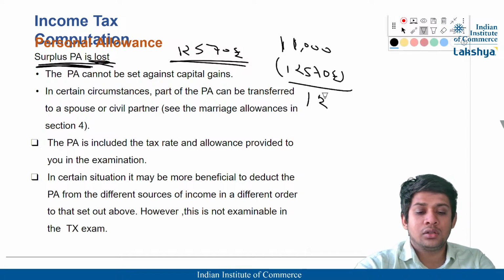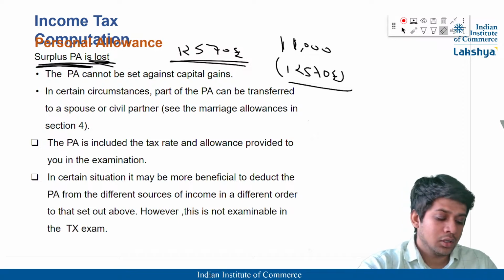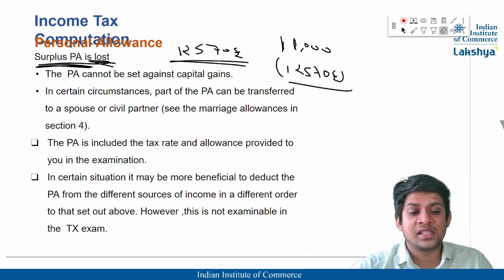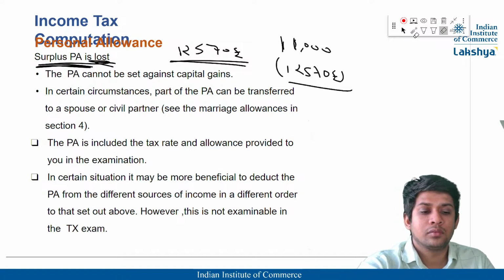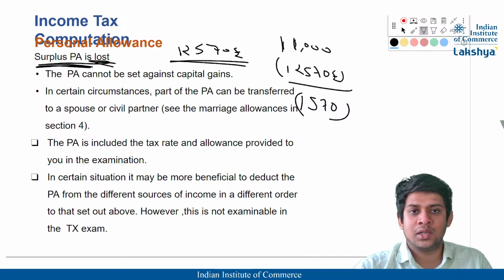12,570 minus 11,000. Yeah, 1,570, sorry. 1,570 is a negative amount. That doesn't mean the government is going to pay me that, right?